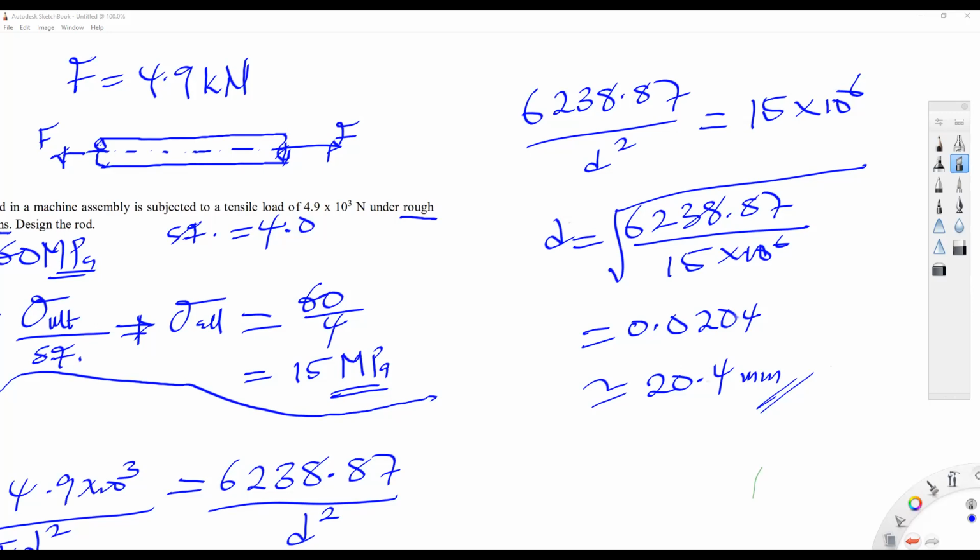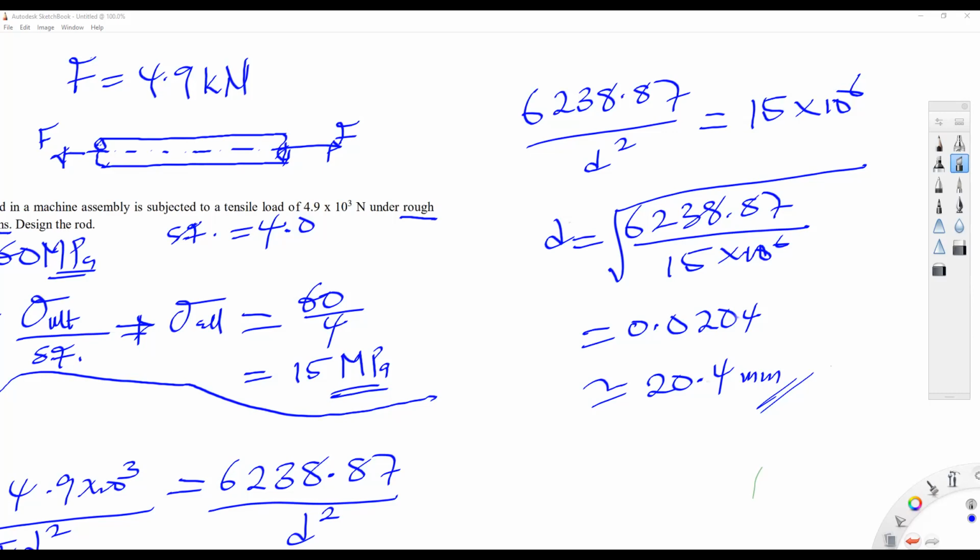Okay, sir. So if I understand it correctly, the main thing I'm finding here is the diameter of the cylindrical rod. Yes, that is what it means. Design the rod, determine the diameter of the rod. Thank you. Are you okay? Yes, sir. You are good.